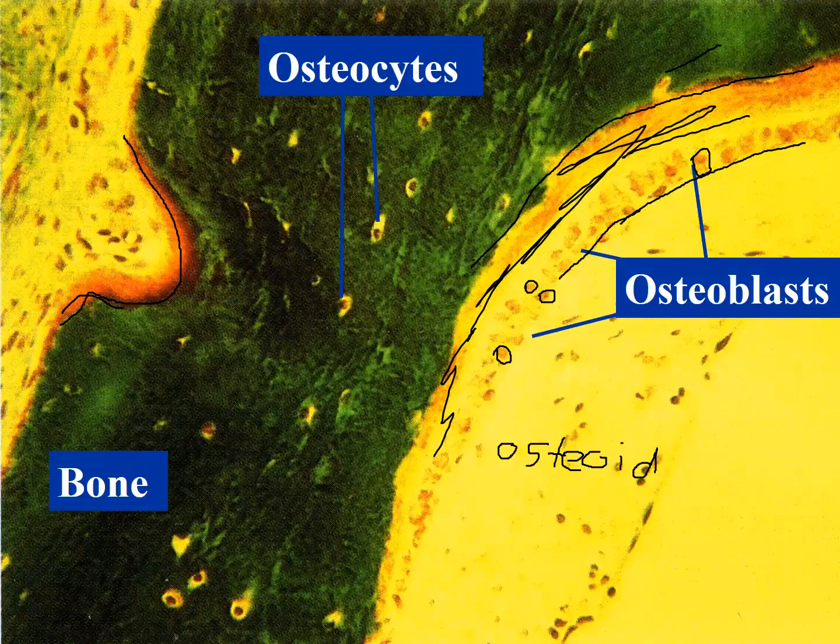Occasionally, a single osteoblast may get trapped in there, and then you get a guy like this who is trapped, and he becomes an osteocyte. So an osteocyte is an osteoblast that got trapped as the bone was being mineralized.